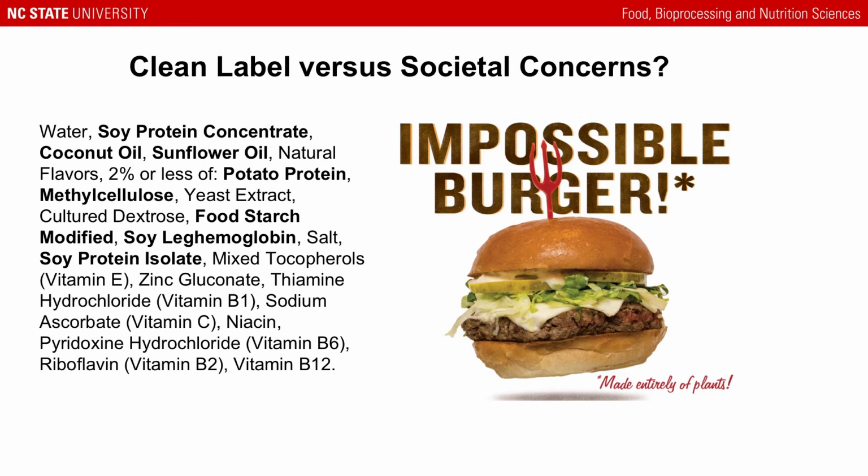But, and this is the upgraded, new, better label, okay? Soy protein concentrate, coconut oil, sunflower oil, potato protein, methyl cellulose, food starch modified. This is where they get a lot of their flavor from. They figured out that they could get a hemoglobin coming from a plant, soy protein isolate. These are just the makeup for the vitamins that you're losing by not eating meat.